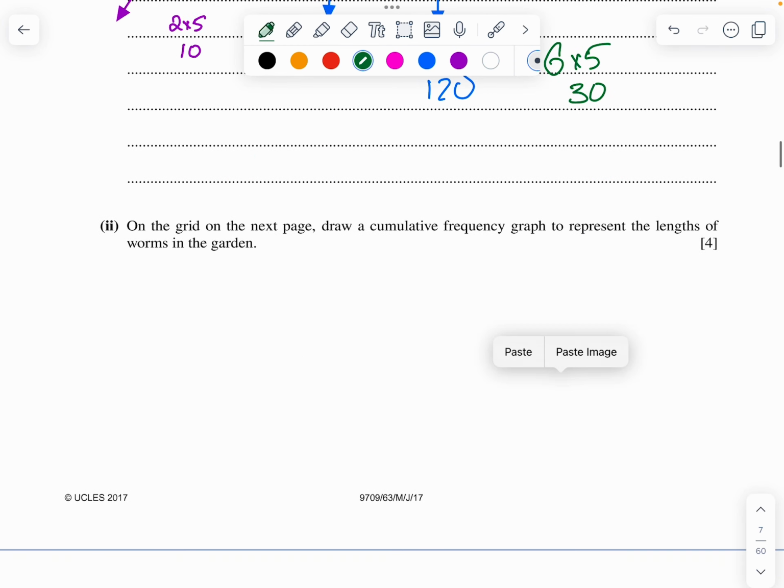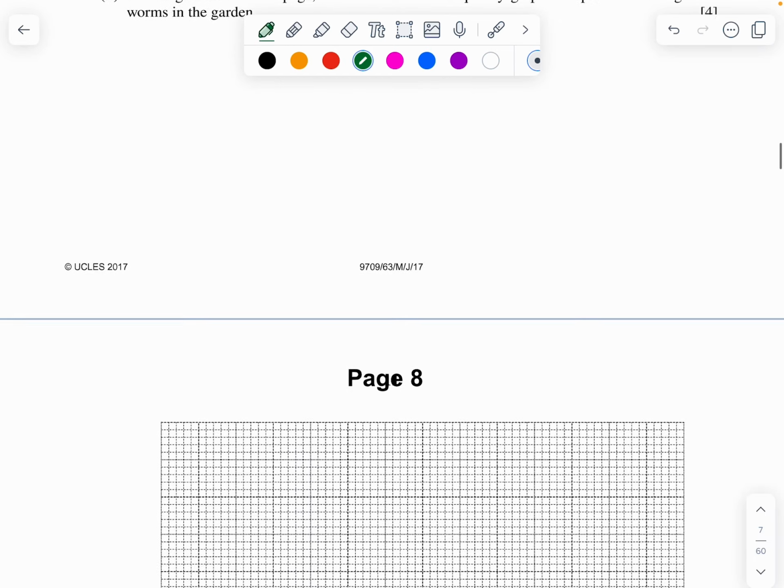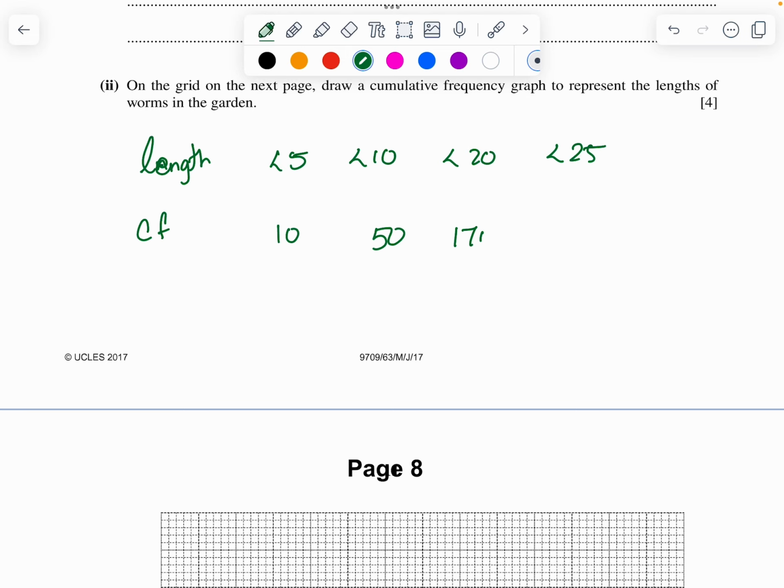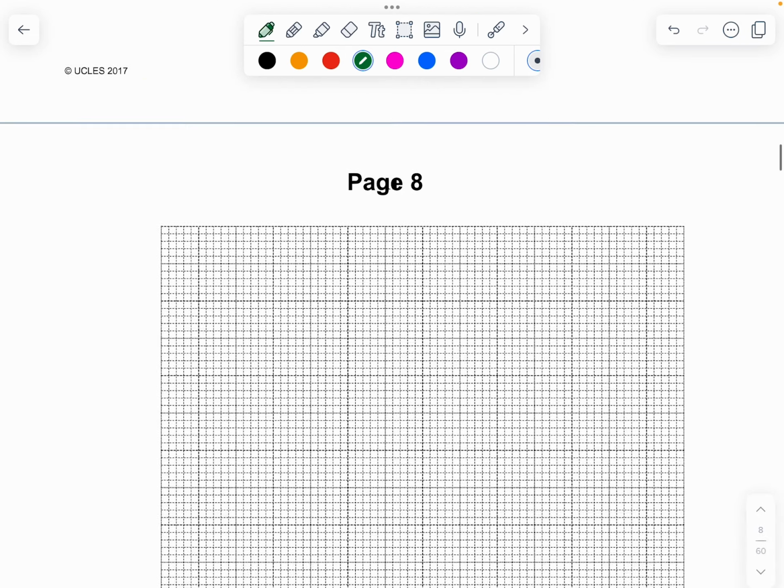On the grid on the next page, draw a cumulative frequency graph to represent the lengths of the garden. So first of all, we have to find the length and cumulative frequency. Less than 5, less than 10, less than 20, less than 25. So it is going to be 10, 50, 170 and 200 cumulative frequency.